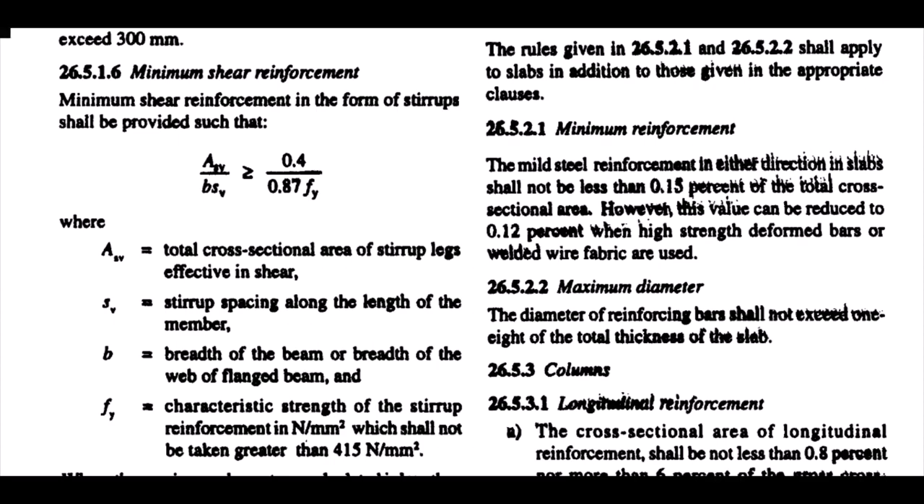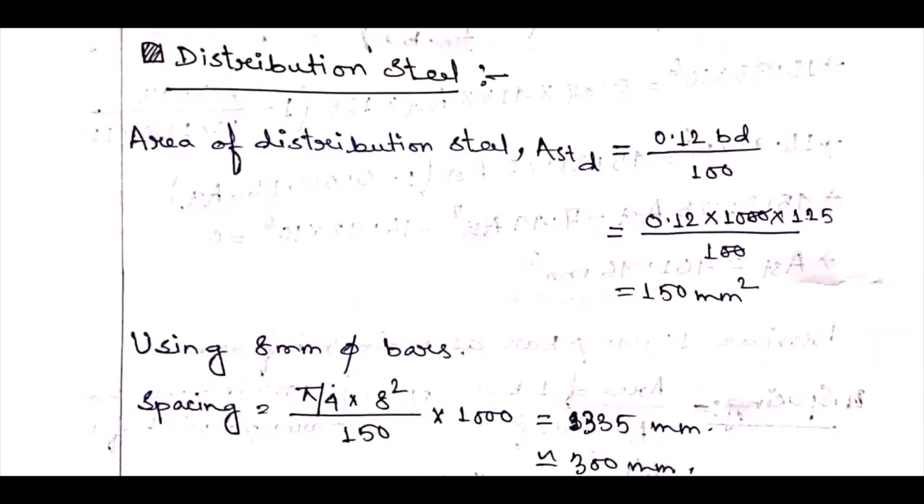Let's go to notes and check. So see here, as per clause number 26.5.2.1, area of distribution steel, which is denoted by ASTD, is equals to 0.12 into BD by 100, that means 0.12% of cross-sectional area. So if we calculate 0.12 into 1000 into 125 by 100, that is equals to 150 mm square. So this is the area of distribution steel for this case. So we can use 8 mm dia bar. Here we are using 8 mm dia bars.